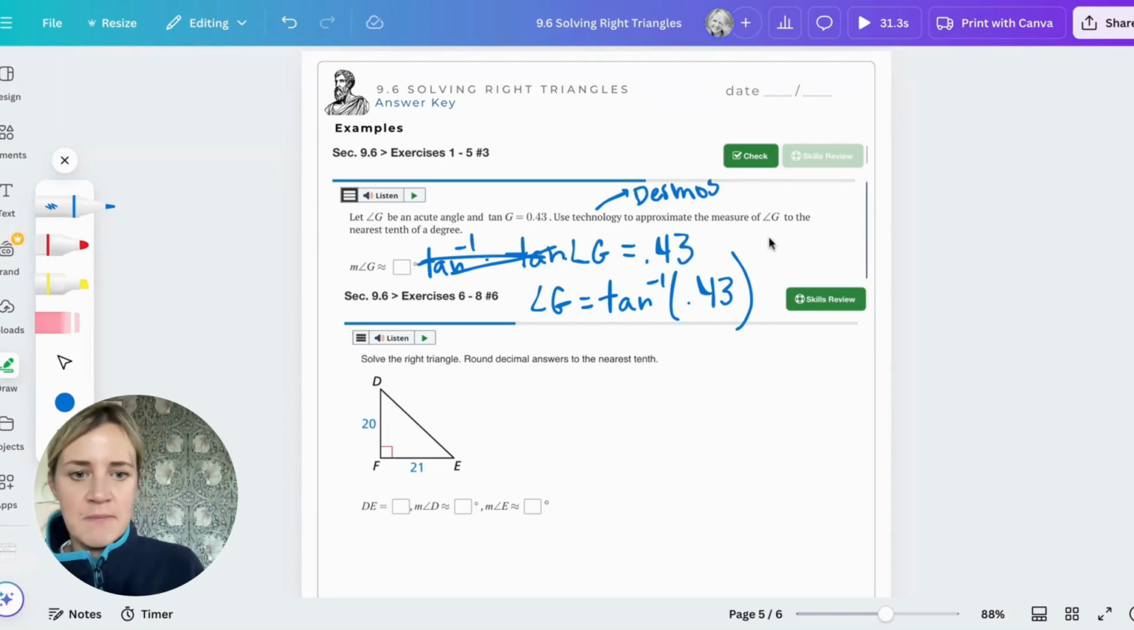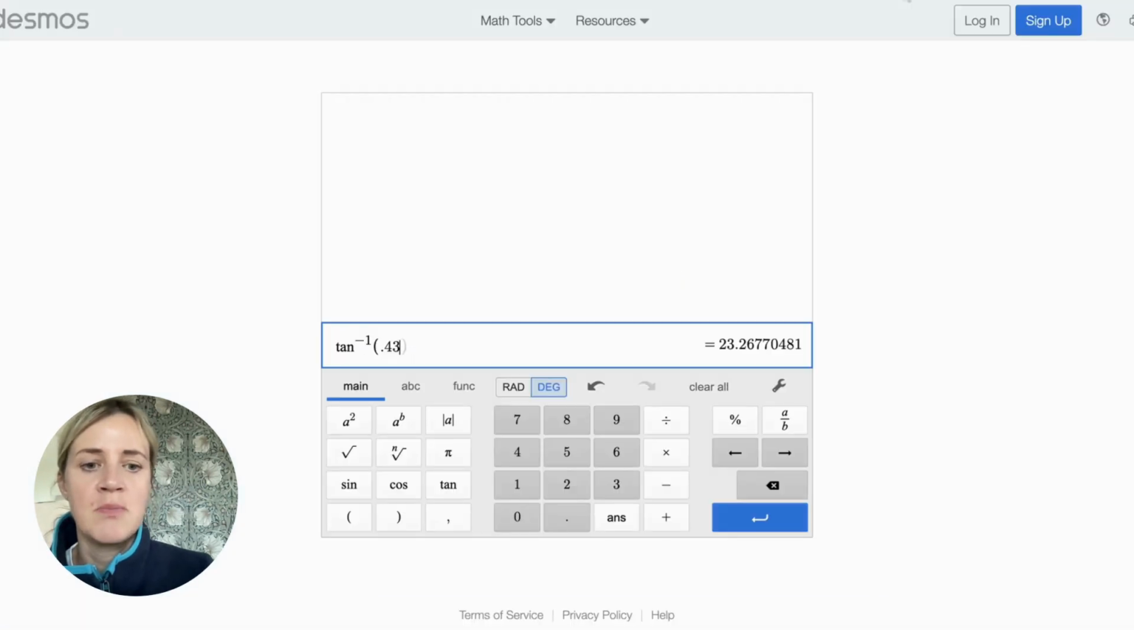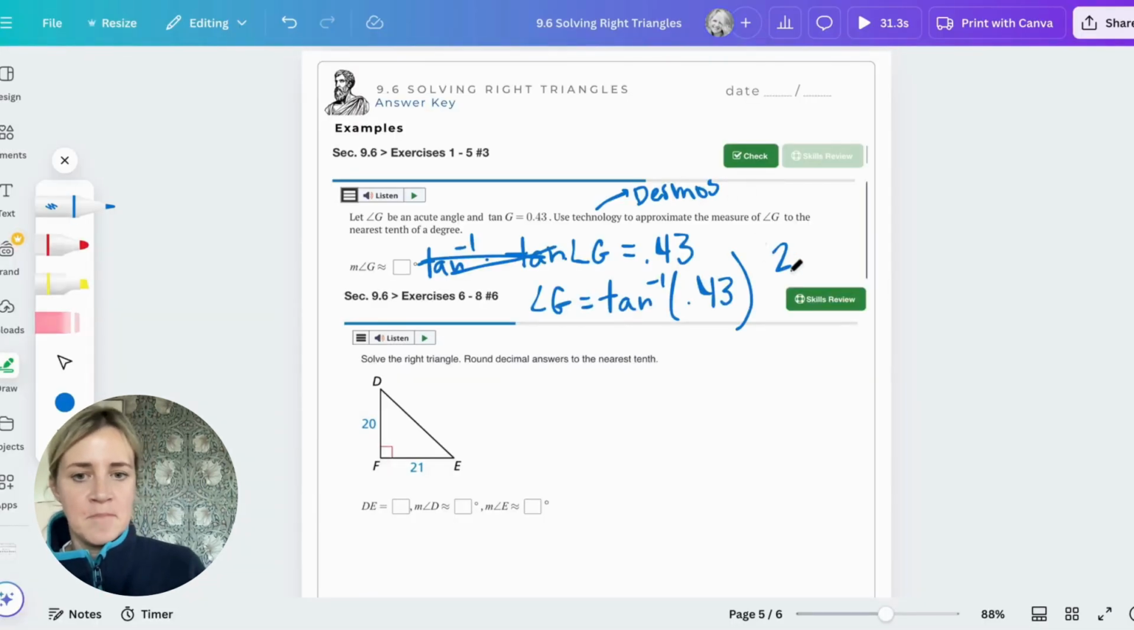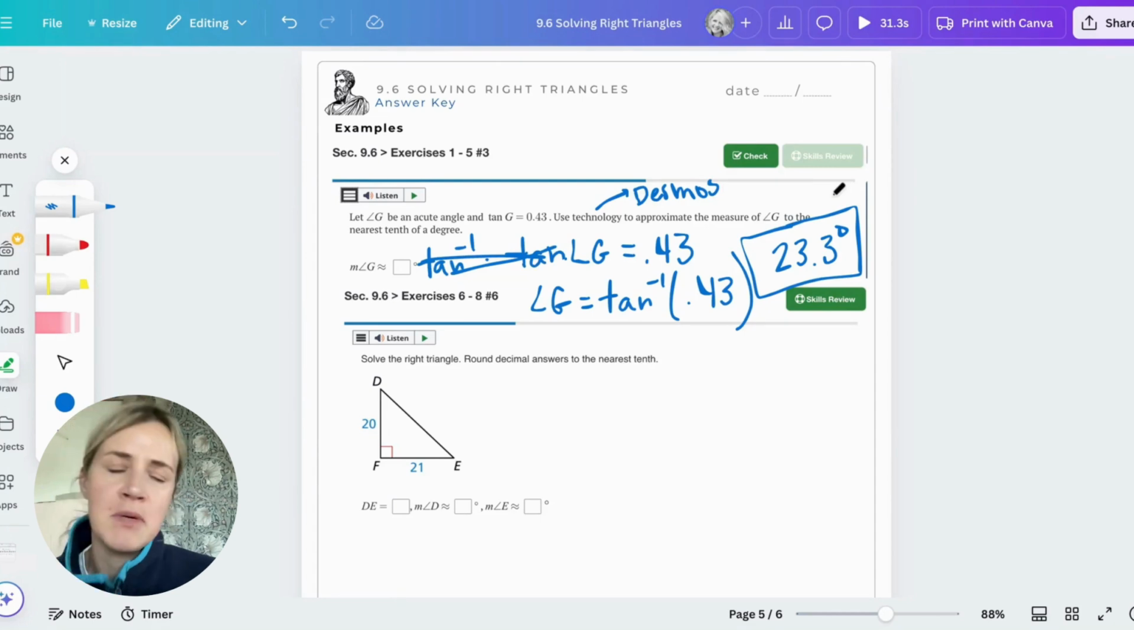Nearest tenth of a degree, yep. Oh my gosh, I already forgot it. 23.3. Okay, if you get something wrong because of your rounding or your decimal amount, reach out. I'm happy to give you points back for something like that. All right, so that's that, just putting in your calculator part. Let's do a whole problem.